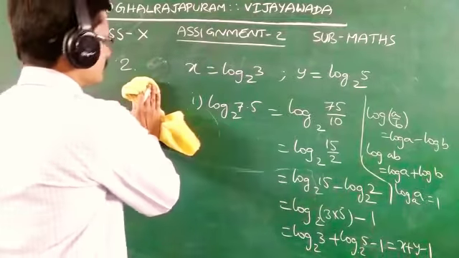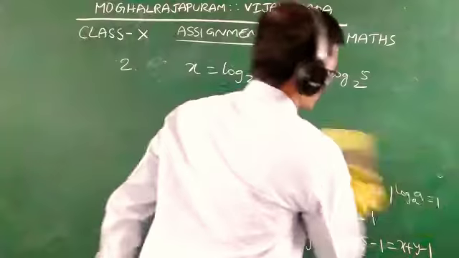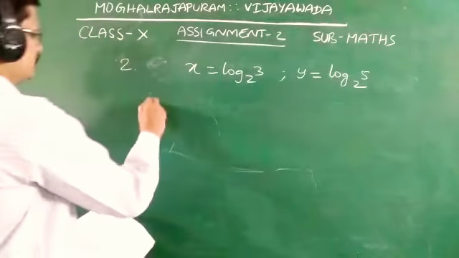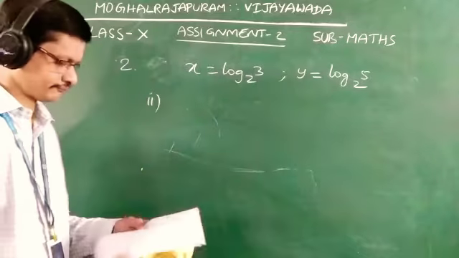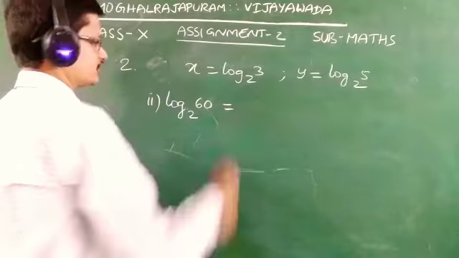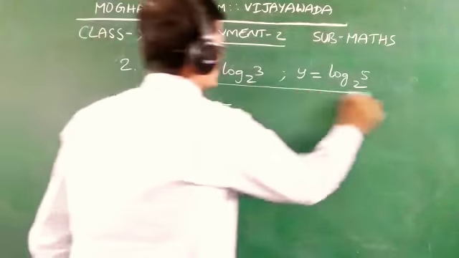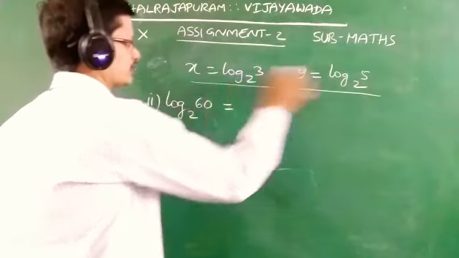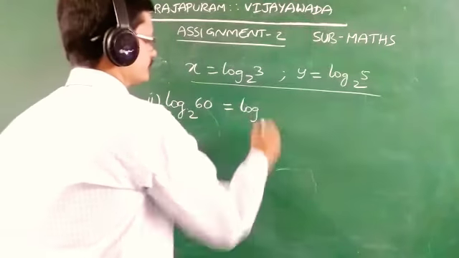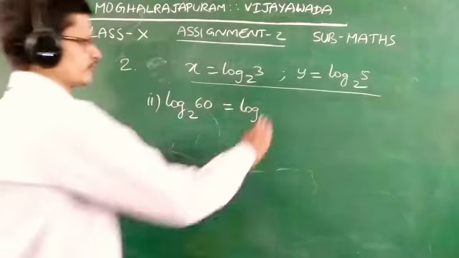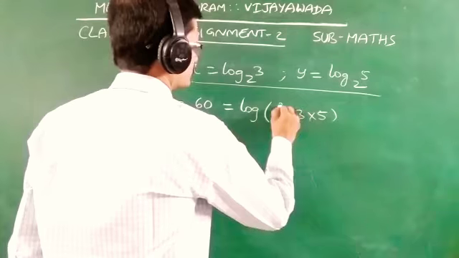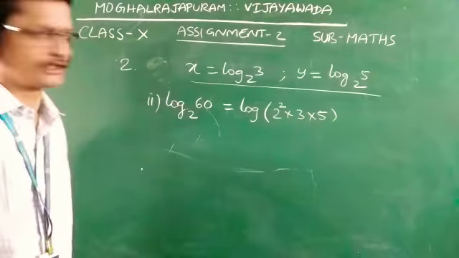Now in this second problem, log 60 to the base 2. Observe the question. You have log 3 base 2 as x and log 5 base 2 as y. So now 60 can be written as 2 square into 3 into 5. Is it right? Once check: 4 3s are 12, 12 5s are 60.